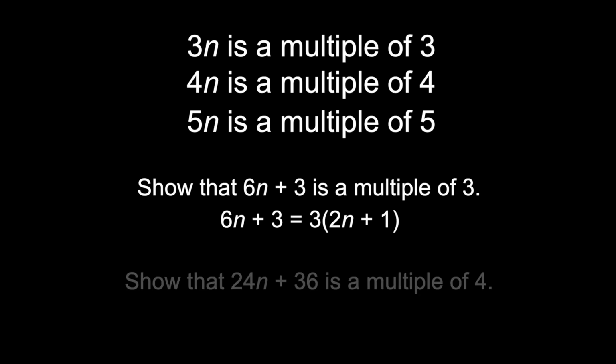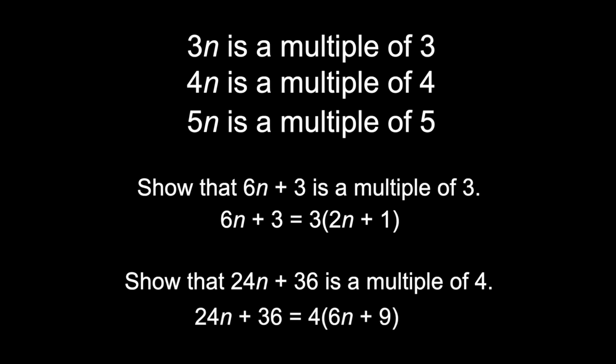If, for example, we needed to show that 24n add 36 is a multiple of 4, then we need to factorise this expression and write it in the form of 4 multiplied by something. Both terms, that's 24n and 36, are divisible by 4. So we can factorise this expression, and we end up with 4 multiplied by, open bracket, 6n add 9, close bracket. Notice that in this example, we could have factorised the expression further, as 3 is common to both 6n and 9. So we could have ended up with 12, open bracket, 2n add 3, close bracket.